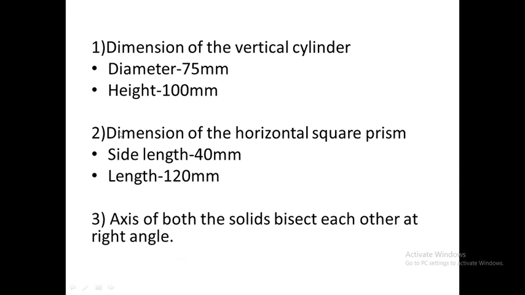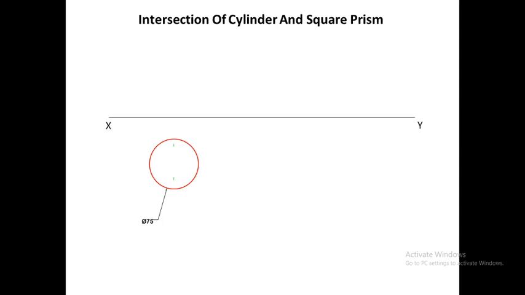After noting the conditions given in the question, now we will proceed towards the solution. In the first step, we will draw the top view of the cylinder, which will be a circle of the given diameter, that is 75 mm. After drawing the top view, we will project the front view and the side view from the top view. For the top view, first we will draw the XY line and then we will project the front view, which will be a rectangle of the given height, that is 100 mm.